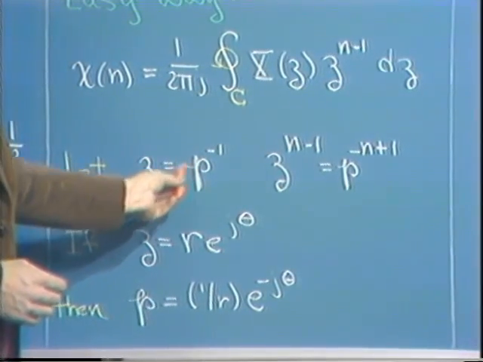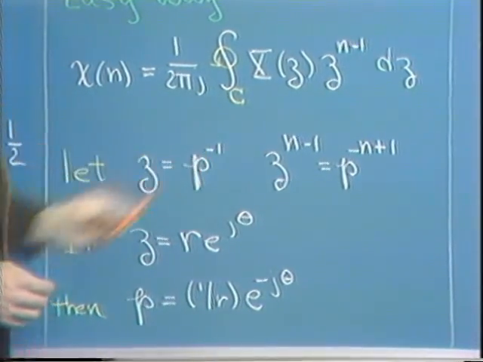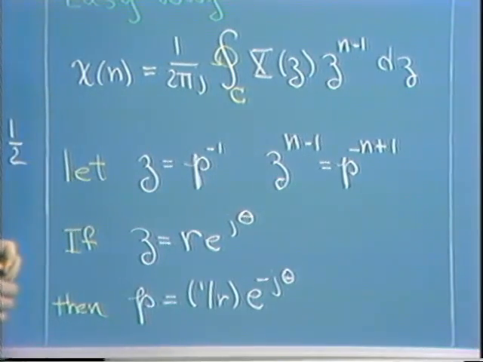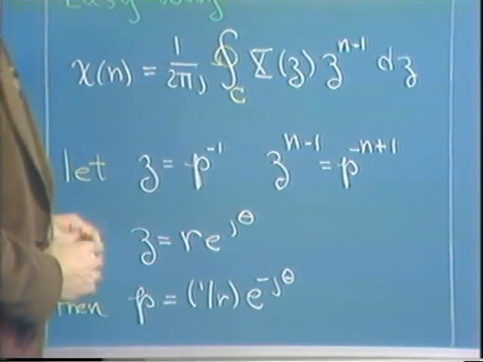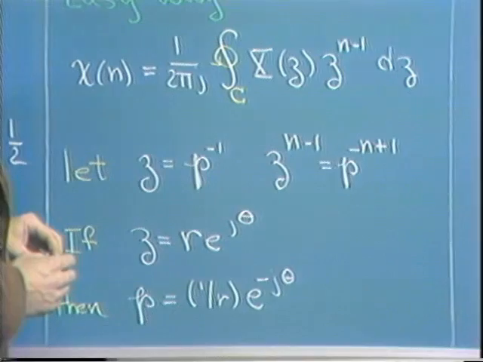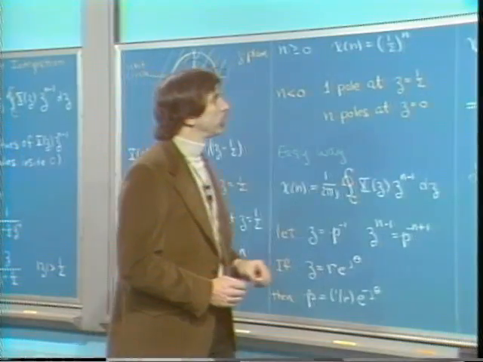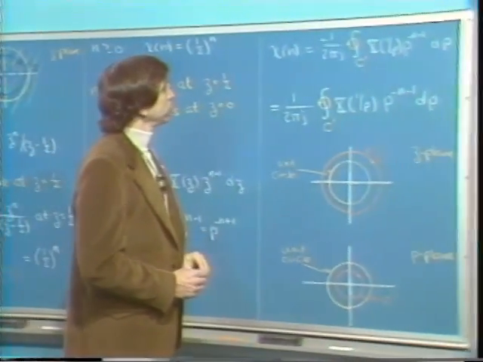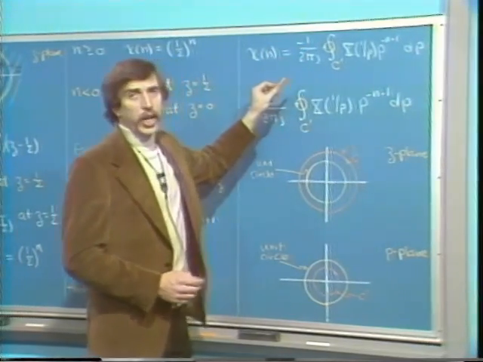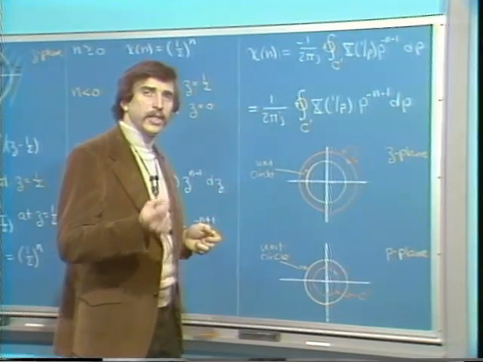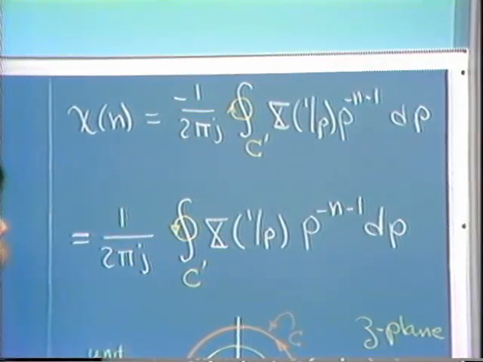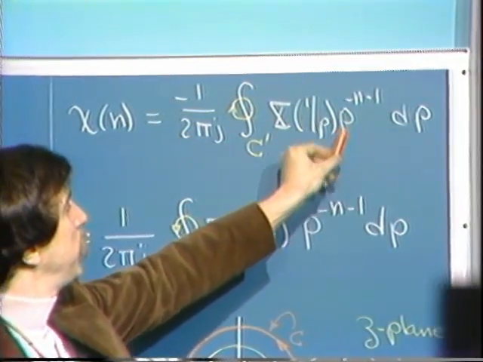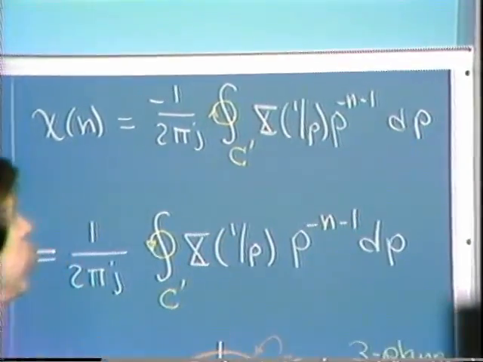Well, let's see, dz is minus p^(-2) dp, just differentiating this. Well, I'll let you go through the algebra on your own, but if you take this substitution of variables, stuff it into that contour integral, then the result that we end up with is that x[n] is equal to minus 1 over 2 pi j, the minus coming from the fact that dz is minus p^(-2) times dp. That's that minus sign. X(1/p) times p^(-n-1) dp.